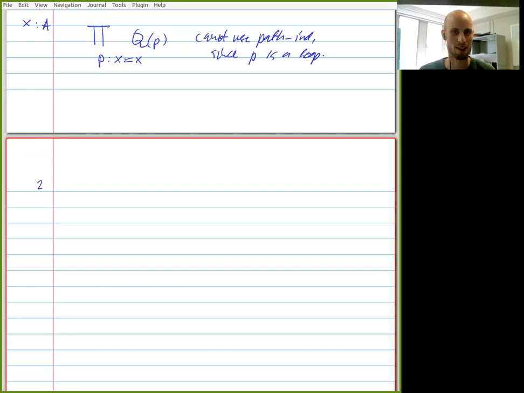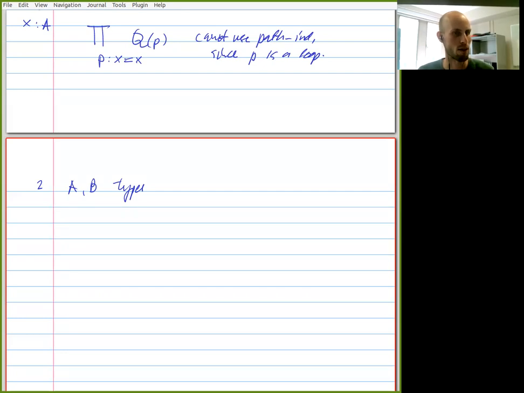Okay, so now for question 2, we're given 2 types, A and B. And we're given this elimination principle for the product type. We could either just say what product types are and give their elimination principle, but since we know what sigma types are, we can define product types as special cases of sigma types. And then we get the elimination principle just as a special case of the elimination principle for sigma types. So that's really all that's happening here.